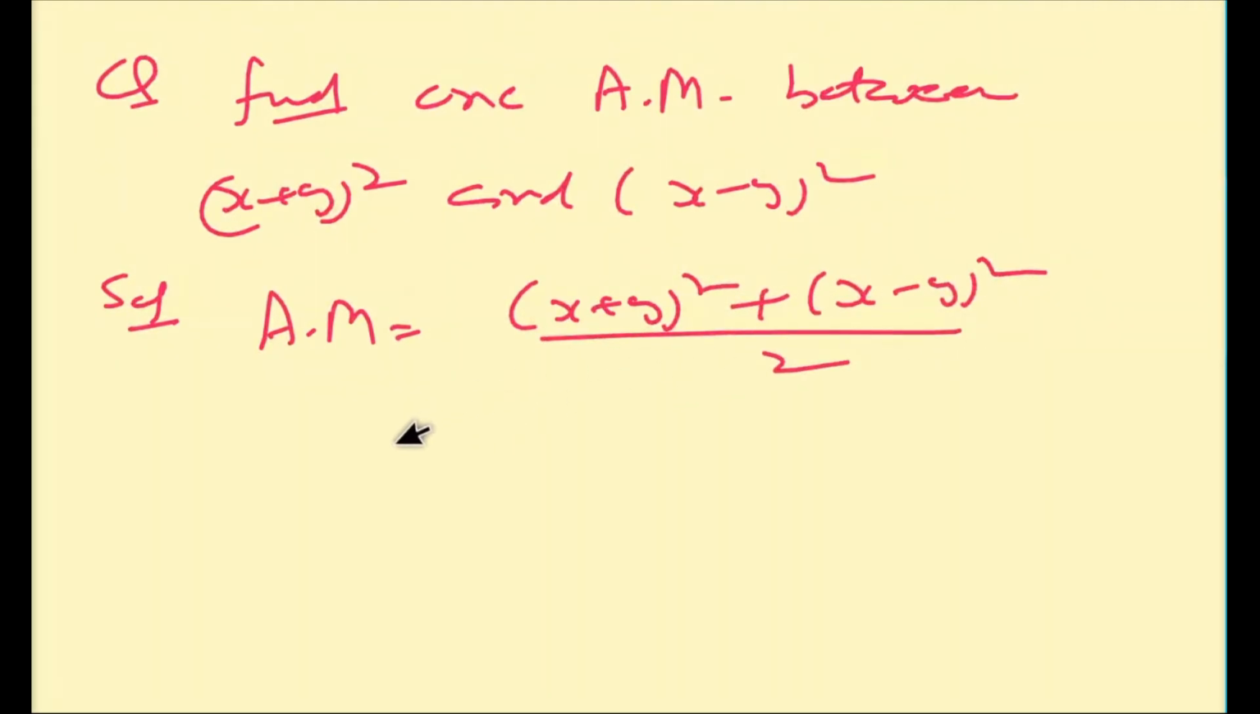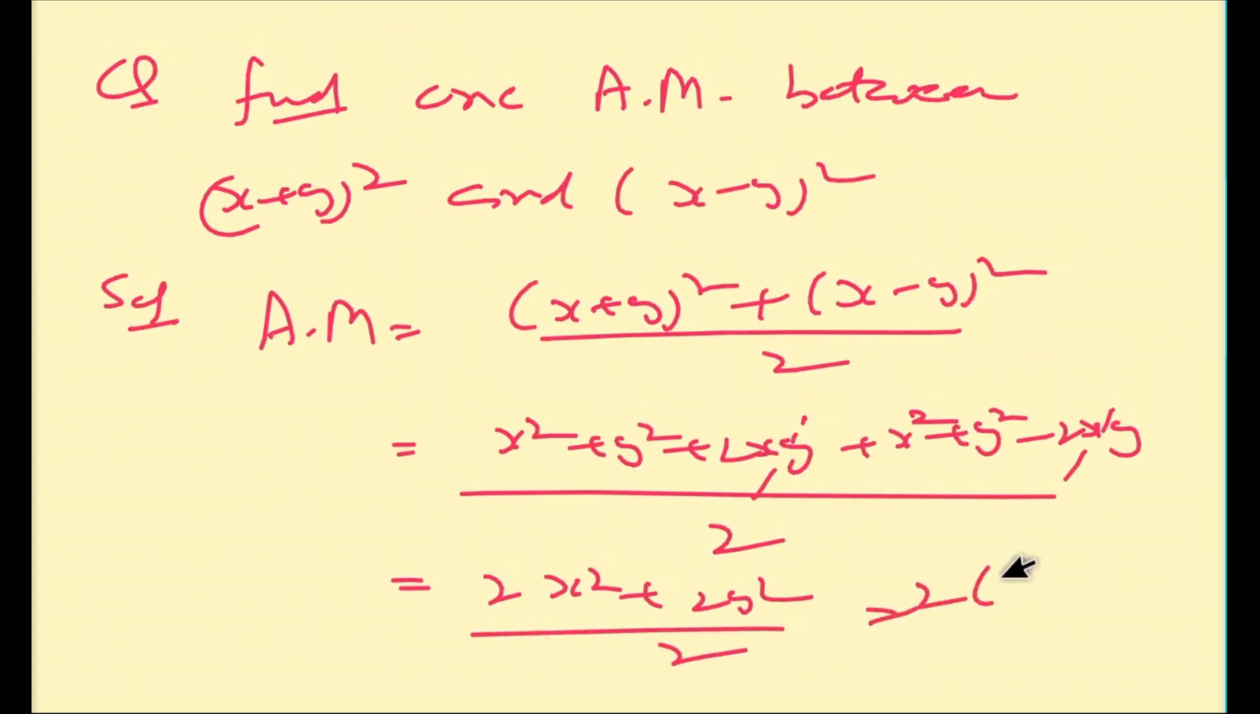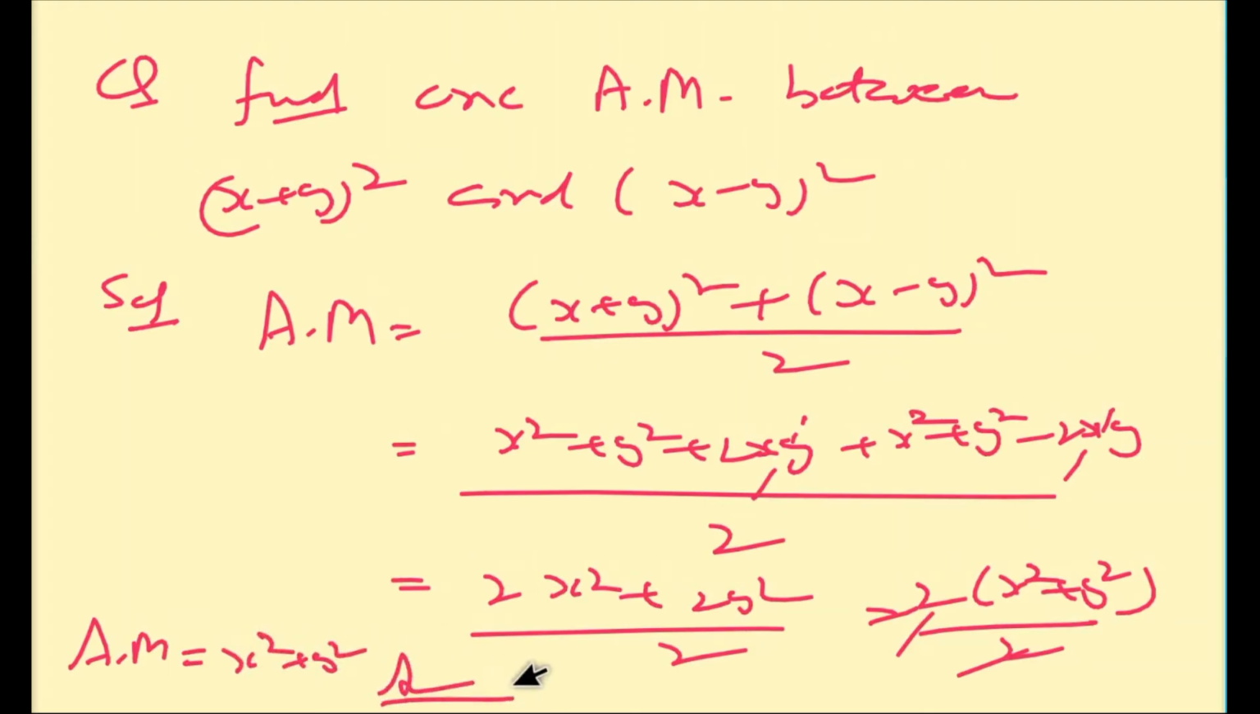Now we can solve this. You can solve it in a very easy way. You know the algebraic factors formula. If you don't know, you can learn from the factors chapter. Taking 2 common, we find here the answer is x square plus y square. So one arithmetic mean is x square plus y square. This is your answer. Are you understanding?